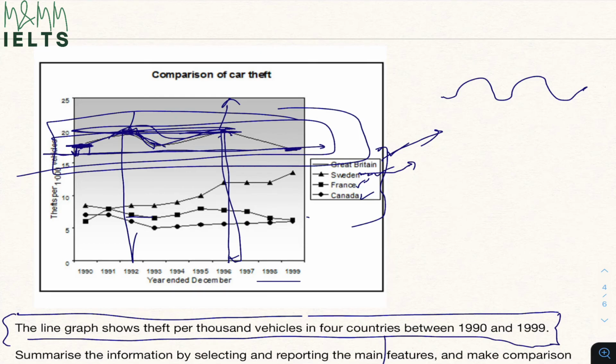So many ways to write a report, but as long as you stick to the plan, as long as you stick to the basics, use the correct type of words, and make sure that you include all the main trends, you should be all good in order to get a great band score in this particular topic. So this is how we tackle this particular IELTS Task 1 for the academic exam in the writing module.